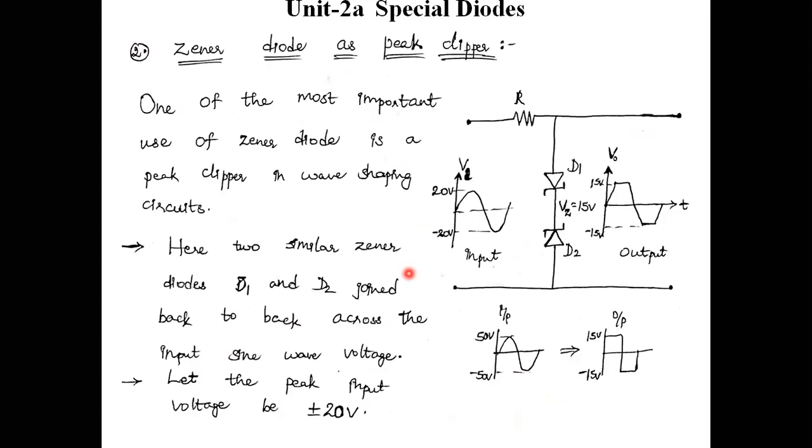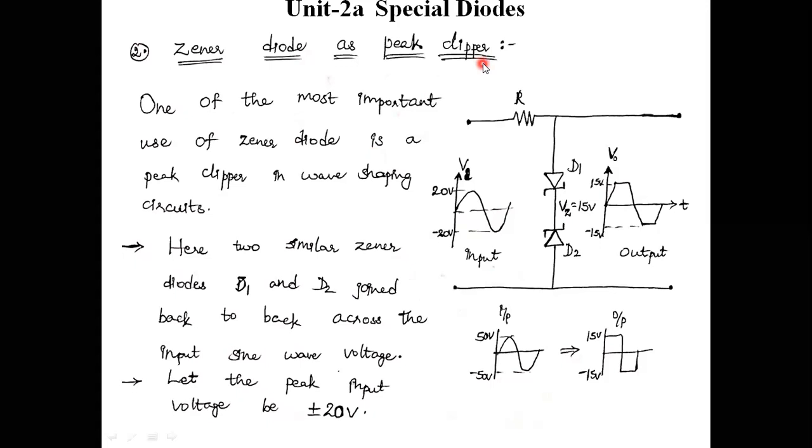Generally, the applications of diodes come under clipper circuits and clamping circuits, as well as the diode can be used in rectifier circuits also. These are the basic applications. From that, this Zener diode is mainly used for peak clippers. This is one of the applications of the Zener diode.